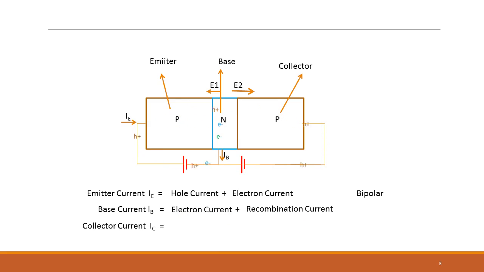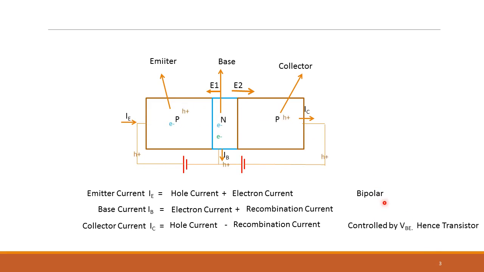And the collector current, you can see, is the hole current which is going through this, minus the hole current that actually recombined here, because not all the holes reach this point. Some of them recombine with the majority carrier, which was the electron. So it is the hole current minus the recombination current. Not all the holes that are injected from the emitter tend to reach the collector. Some of them just recombine here.